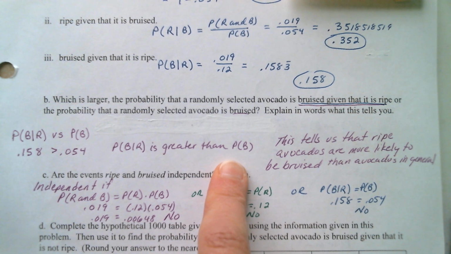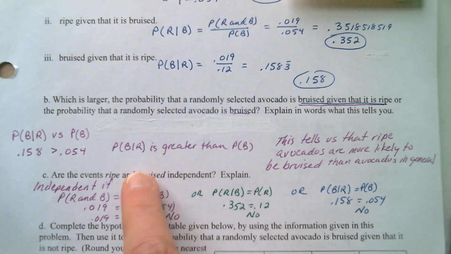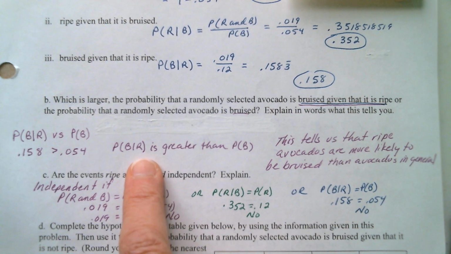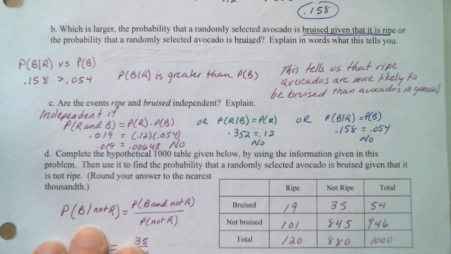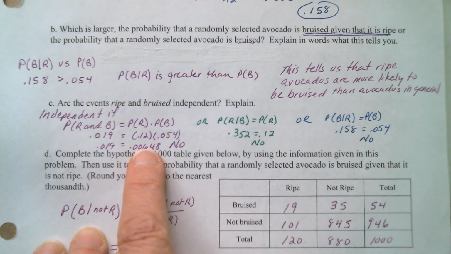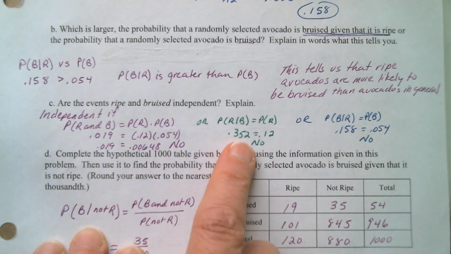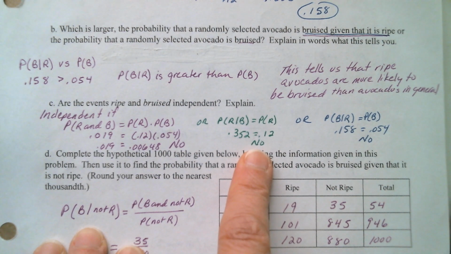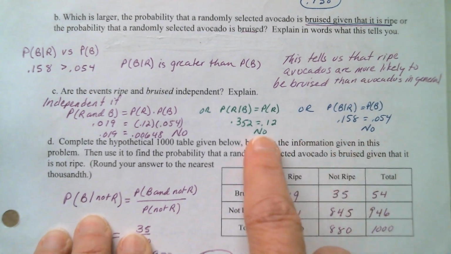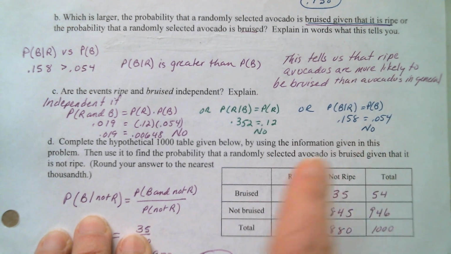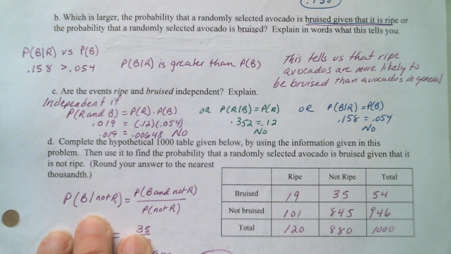So given that they're ripe avocados, it tells us that ripe avocados are more likely to be bruised than an avocado in general. Independent, the 3 ways of testing whether or not they're independent, no matter which way you did that, they're the decimal. So just compare your decimals. They should match up with one of the 3 ways here. But in either case, no, they're not equal.